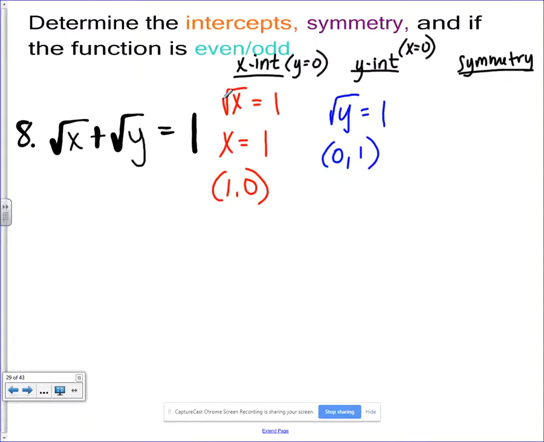Yep, just a little itty bitty curve. Can anybody tell me why that little itty bitty curve is only in the first quadrant? I can't have a negative x or a negative y at all. And the only place where both x and y are positive is in the first quadrant. Okay.